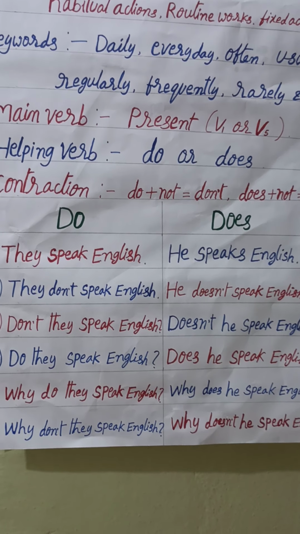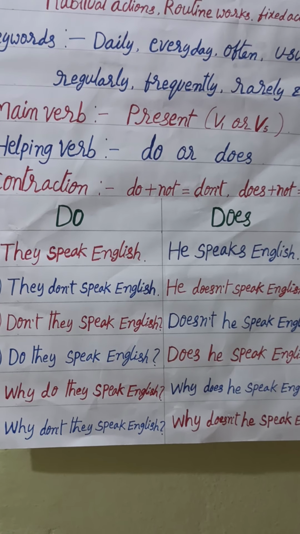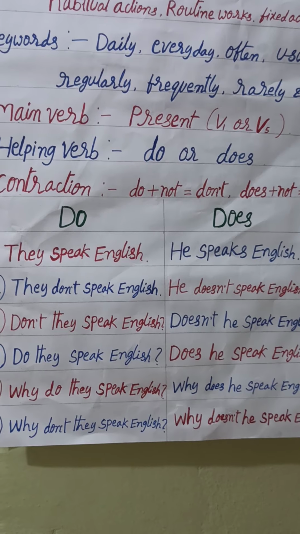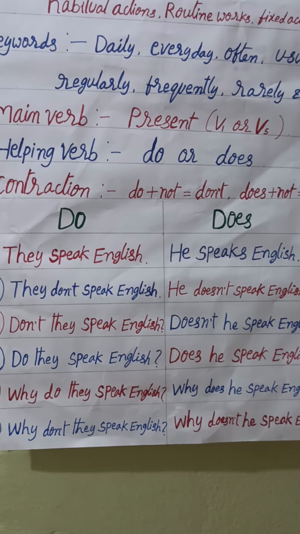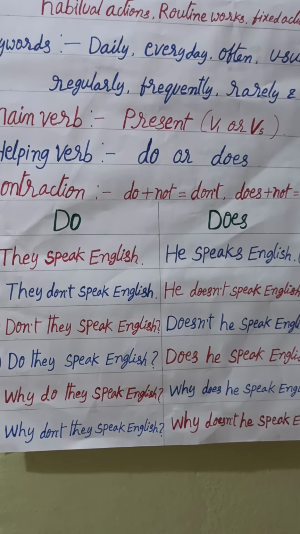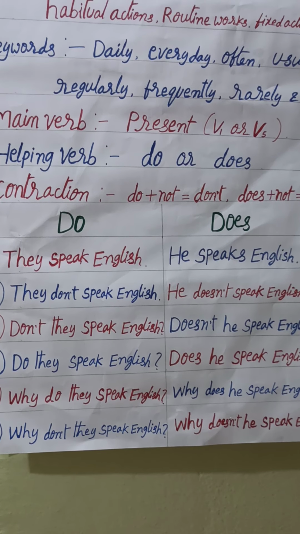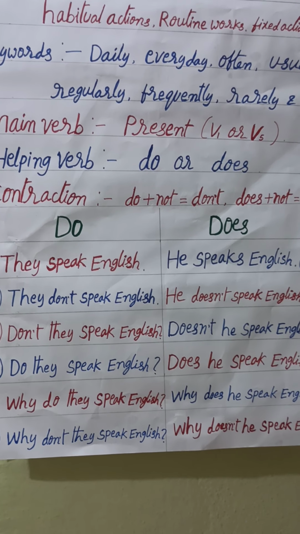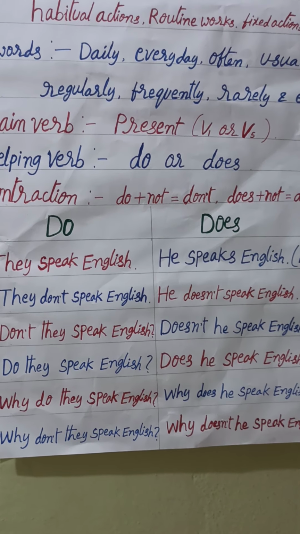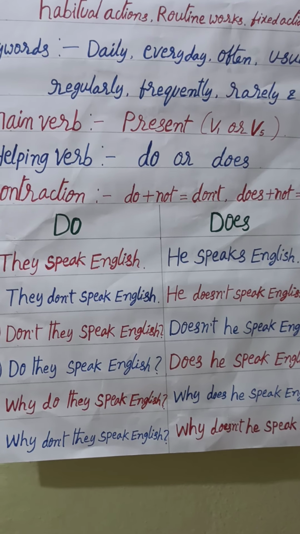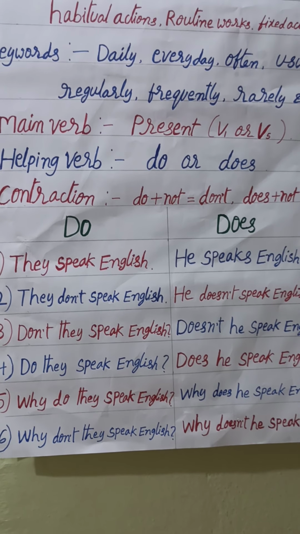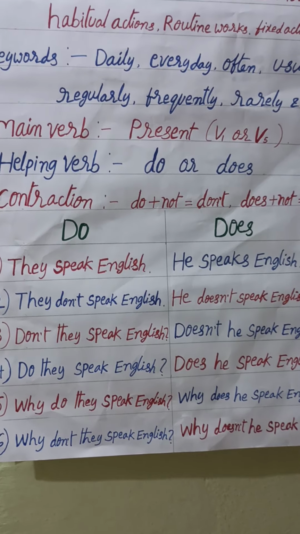You try to write other main verb sentences also. Try each one in 6 types of sentences.